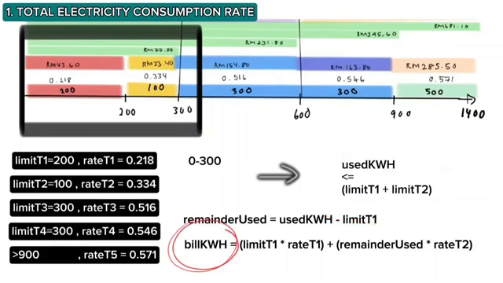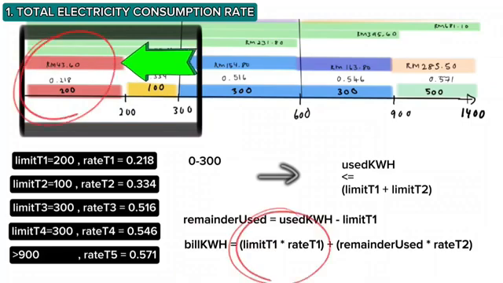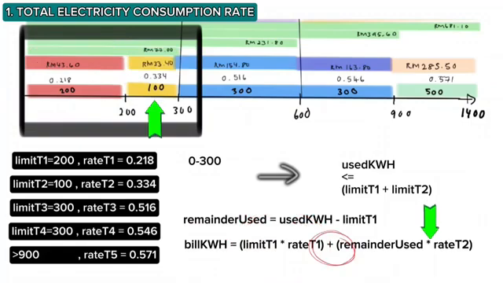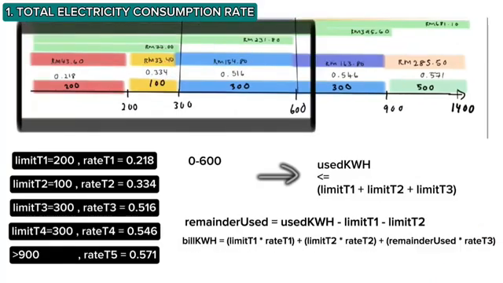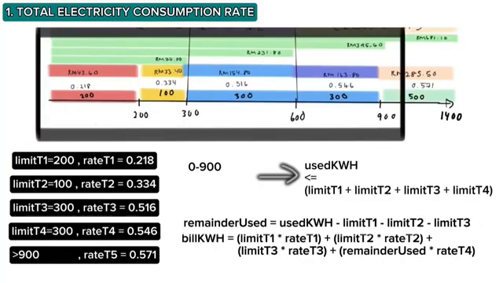Now to get the total bill for this range, we just have to get the maximum price of the red highlight, which is limit tier 1 multiply rate tier 1. Then add the remainder price, which is somewhere in the yellow highlight. So to get that remainder, we just deduct our total usage with the limit of the previous tier, then multiply with the rate of the yellow tier. Then we just do what we did just now for tier 3 and tier 4.